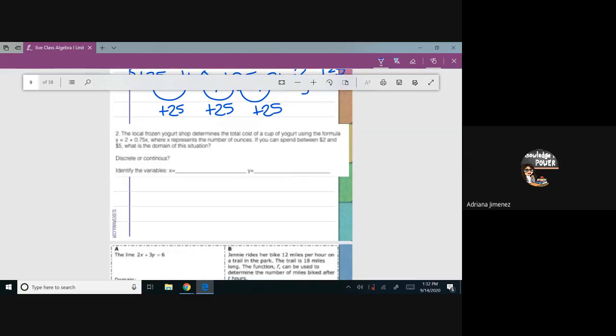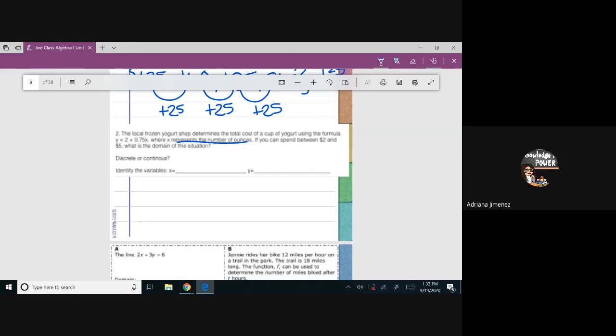On this one, the total cost of a cup of yogurt using the formula 2 plus 0.75x, where x represents the number of ounces. If you can spend between $2 and $5, what is the domain of the situation? It said $2 to $5. What is the domain? So on this one, it gave you $2 and $5. So you would think that this is discrete, but versus the other one gave you 5 to 8 months, right? And it's talking about months. It's not talking about if he's going to charge them for half a month or anything, so you can't really assume that. But you guys have gone to a yogurt shop, right?